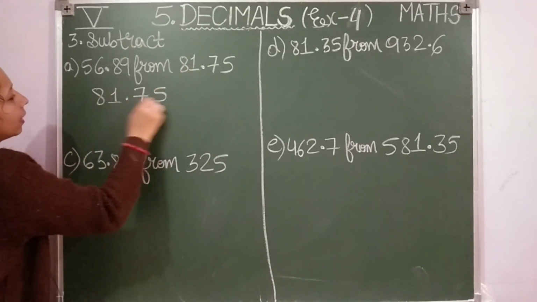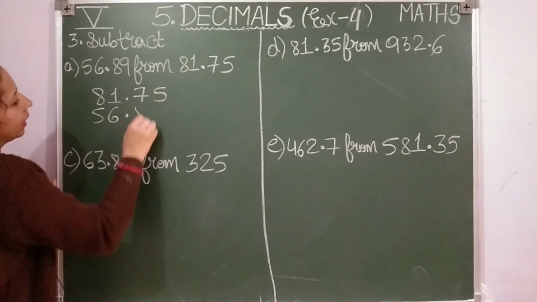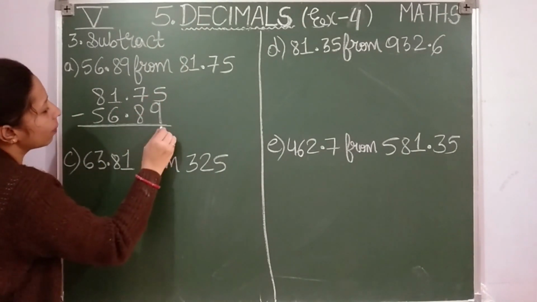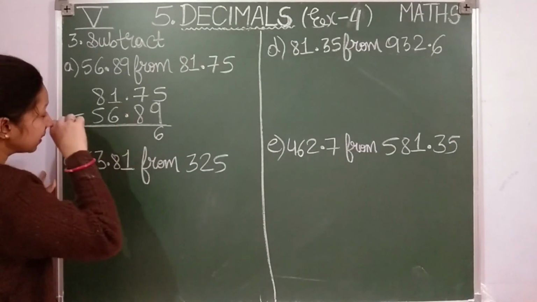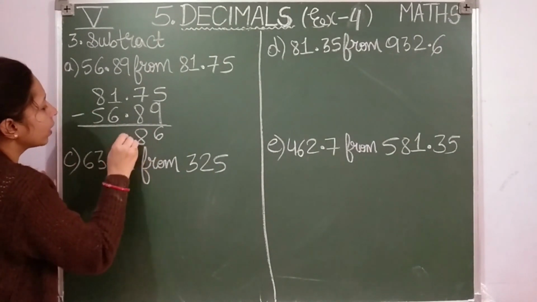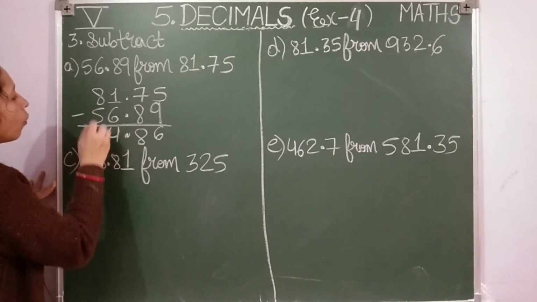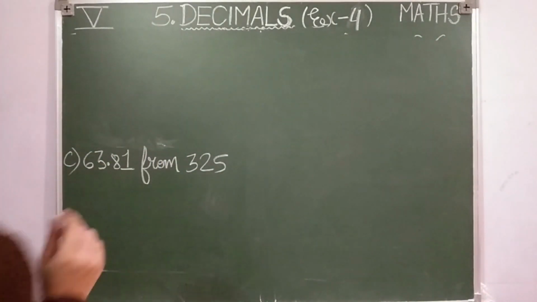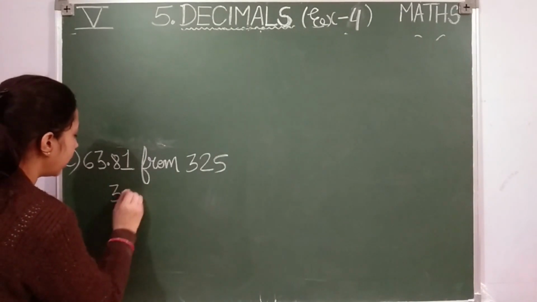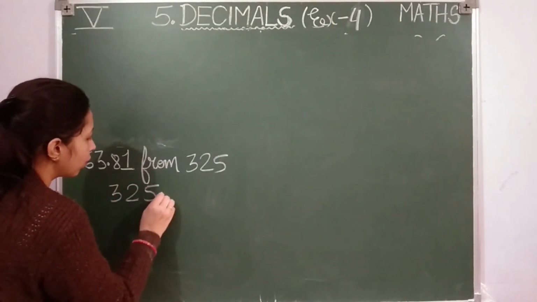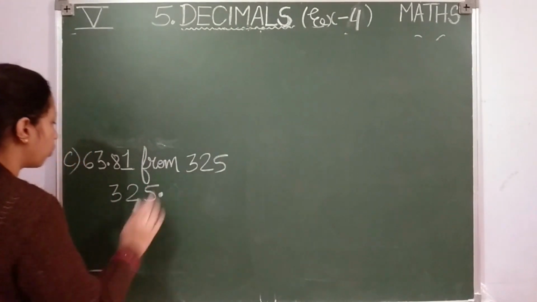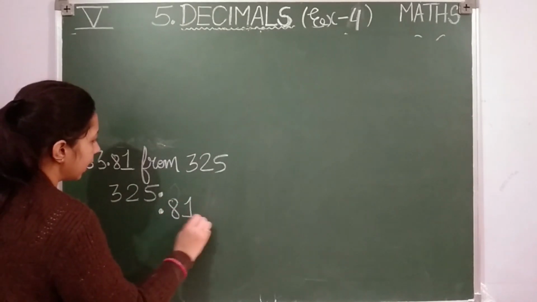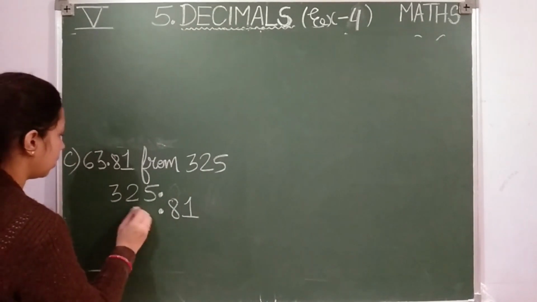So 81.75, then 56.89. Both are like decimals only, simply subtract. So 15 minus 9, 6, then 16 minus 8, 8, 10 minus 6, 4, 7 minus 5, 2, 24.86. So let us subtract. 325 is a whole number, but I told you after whole number you can put point. So put like this. Then again for writing the second number, first put point. Then like this we have written.